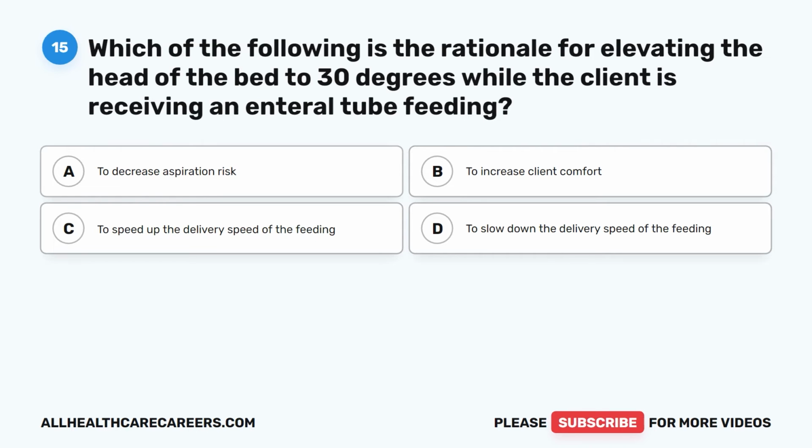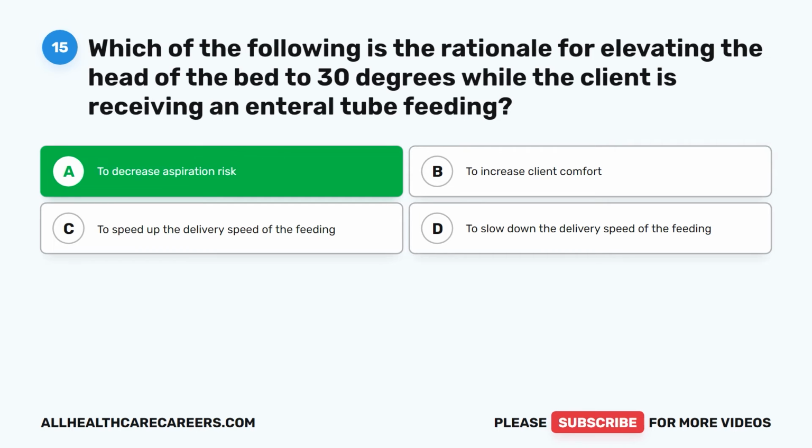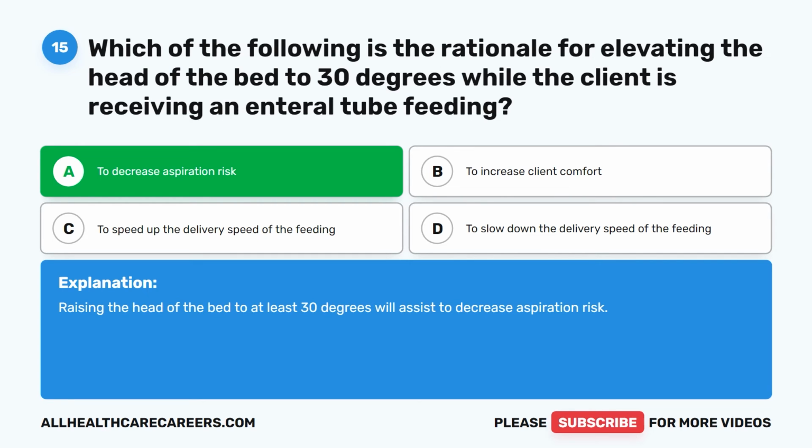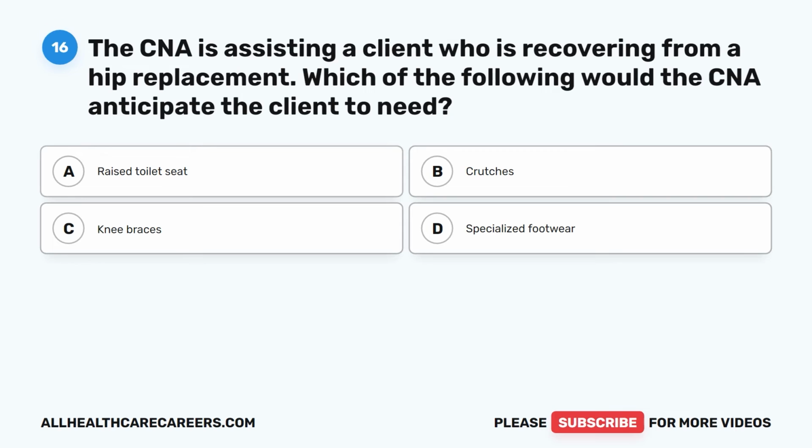A. To decrease aspiration risk. B. To increase client comfort. C. To speed up the delivery speed of the feeding. D. To slow down the delivery speed of the feeding. The correct answer is A. To decrease aspiration risk. Raising the head of the bed to at least 30 degrees will assist to decrease aspiration risk.